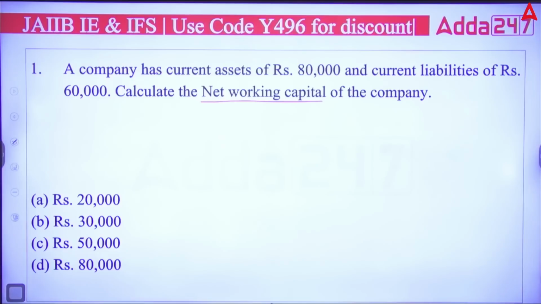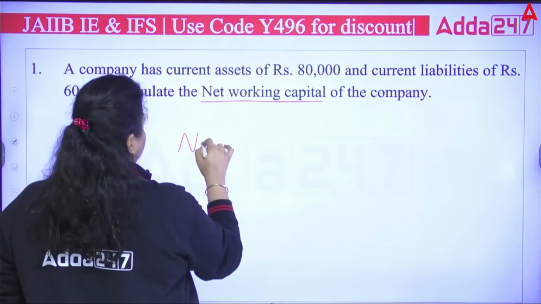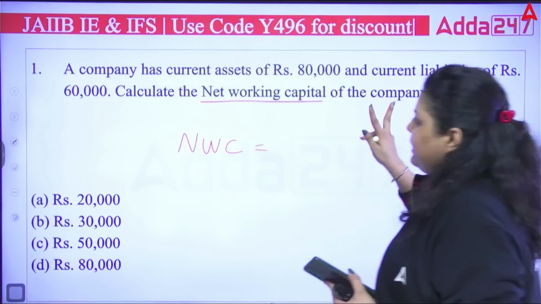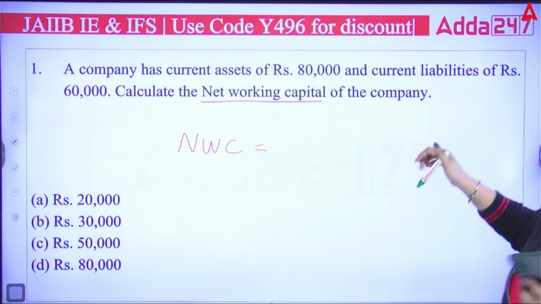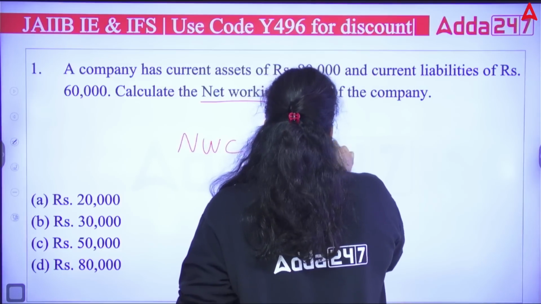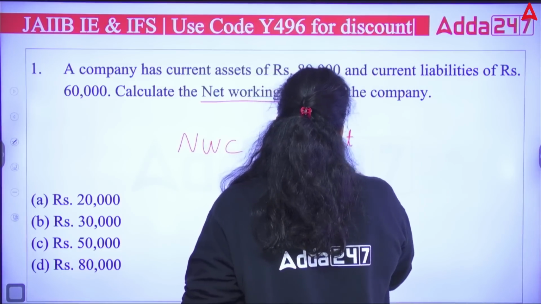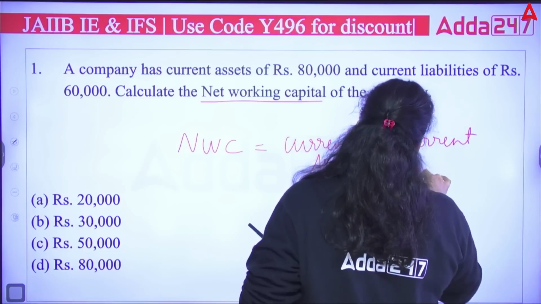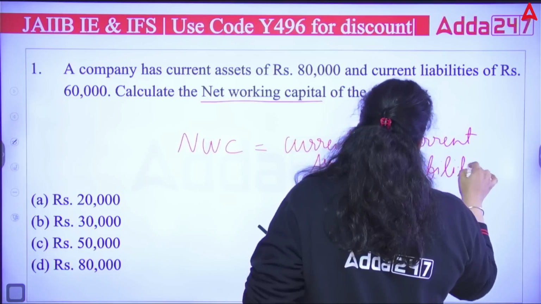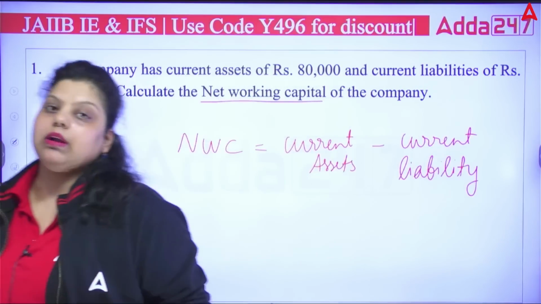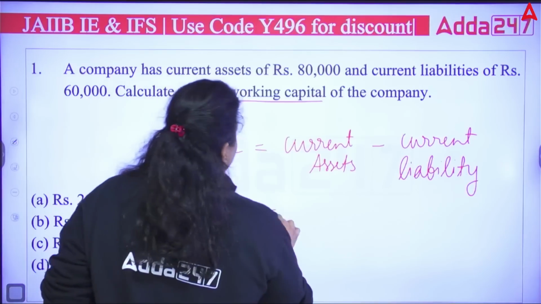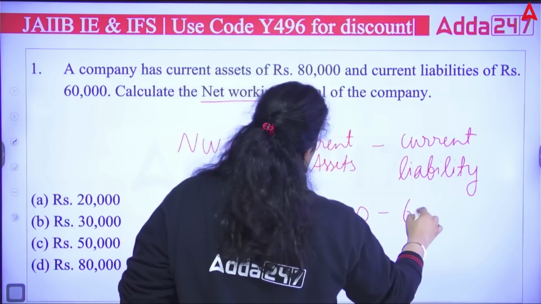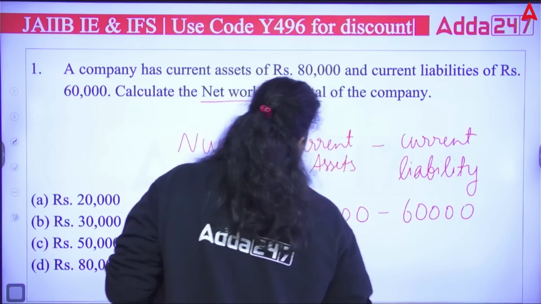So when we talk about net working capital, NWC, how do we calculate the NWC? Simply, we have to calculate the difference between the two. Current assets minus your current liability will give you the value of net working capital. So it's very simple. What we have to do is subtract 60,000 from the 80,000, that is the current asset value.